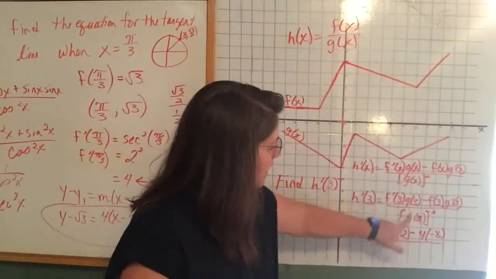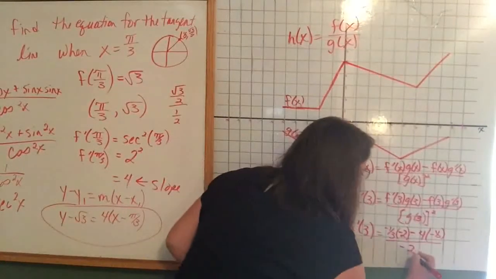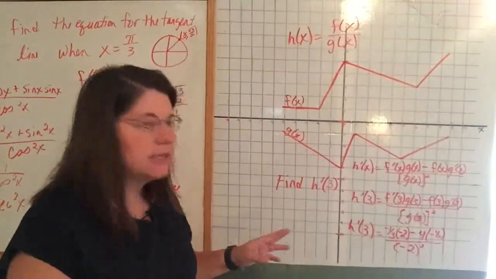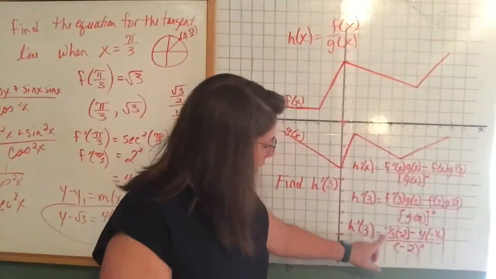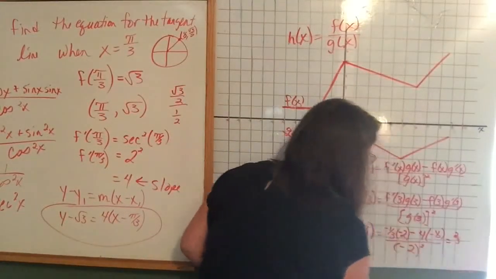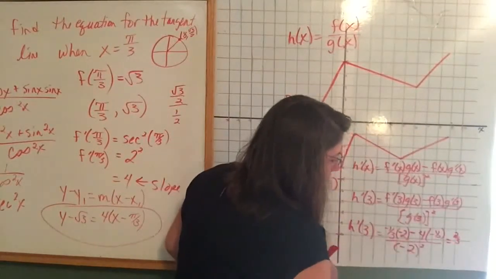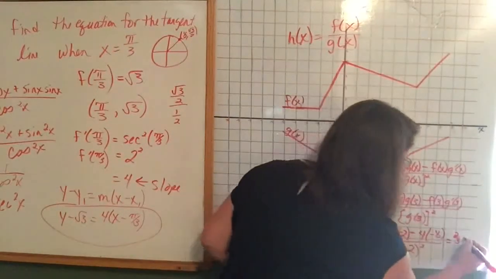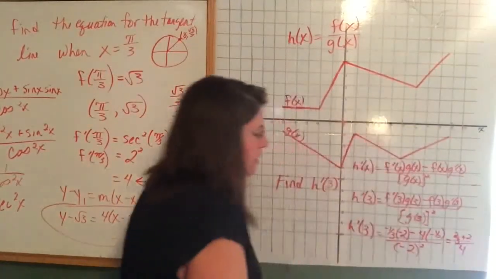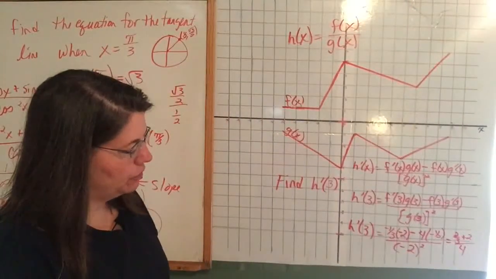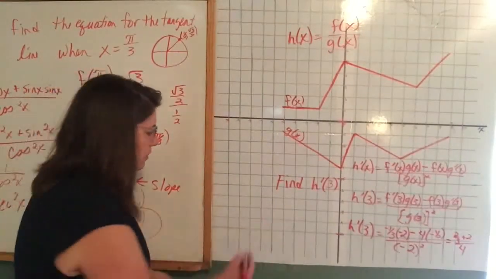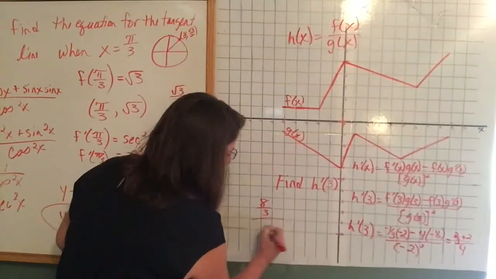Well, remember we said g of 3 was negative 2. So that's negative 2 squared. So then, if I look at what I've got, negative 1/3 times negative 2 is 2/3. 4 times negative 1/2 is negative 2, so a minus negative 2 would be a plus 2. And that's over 4. So 2 plus 2/3. Well, that's 2 and 2/3, which would be 8/3. So we've got 8/3 over 4.